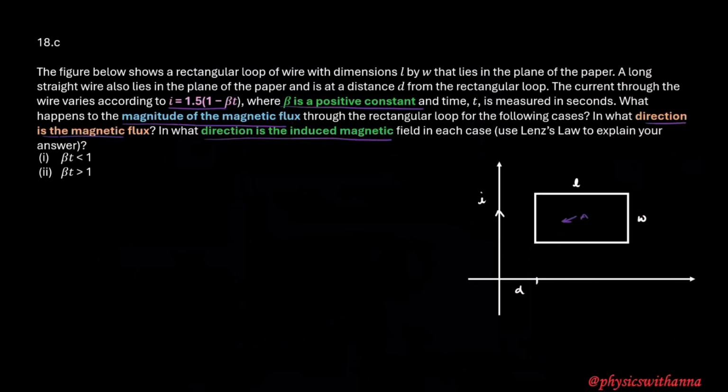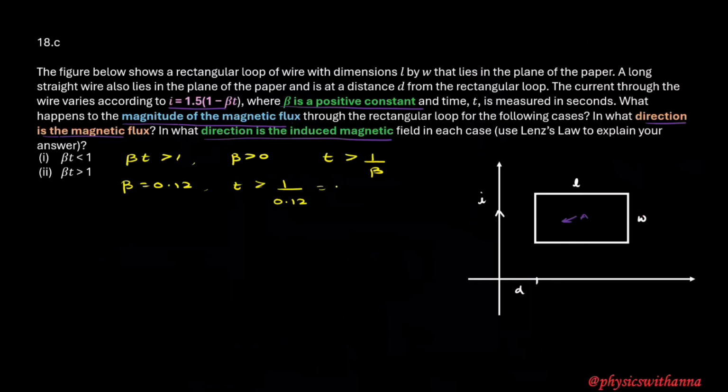Now let's look at the next case. In the next case, beta t is greater than 1. Beta is still a positive constant, so it has to be greater than 0. And if beta t is greater than 1, that means time t can only take values which are greater than 1 over beta. So in the previous part, I took beta to be equal to 0.12. And if I use the same value of beta, I can only take the time values which are greater than 1 over beta. That means 1 over 0.12.